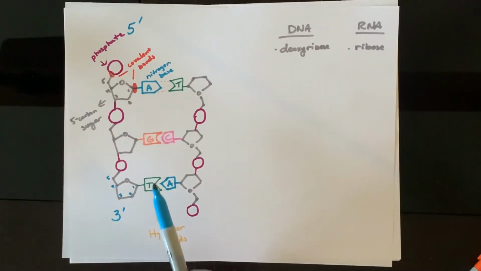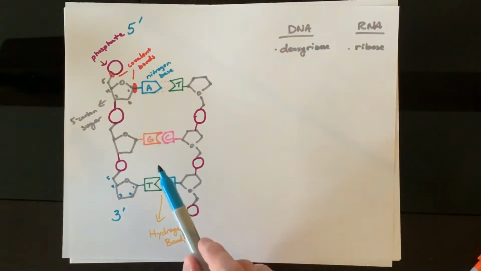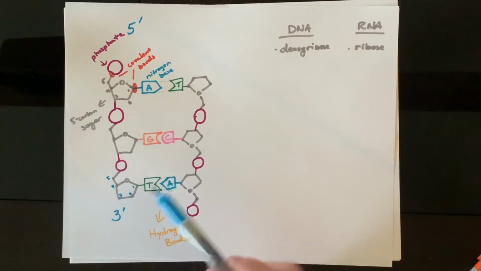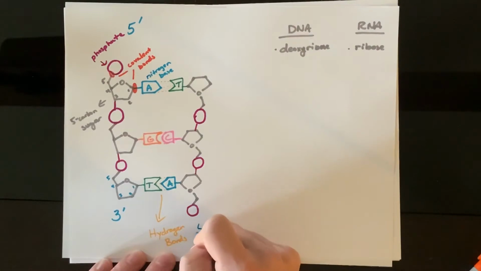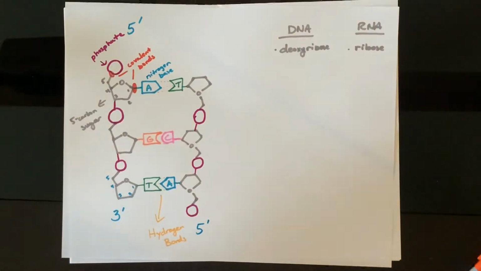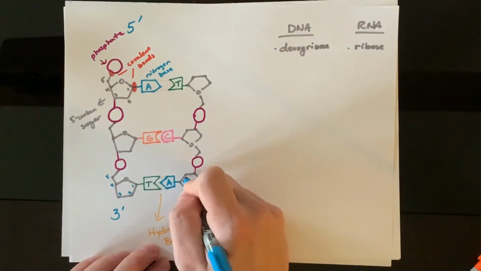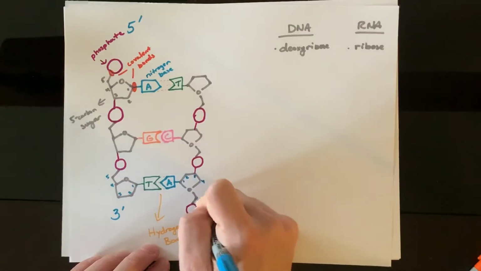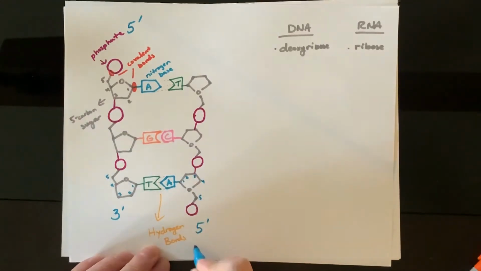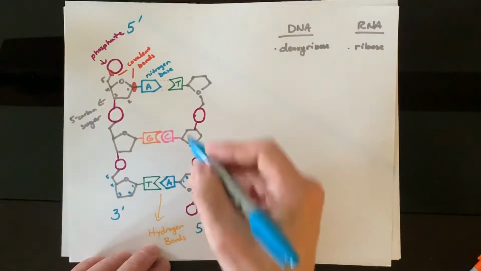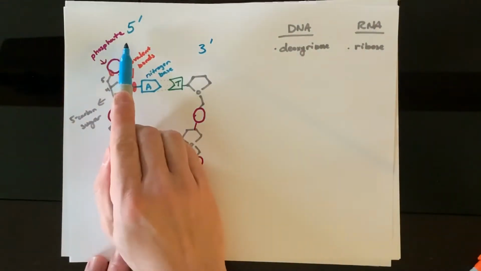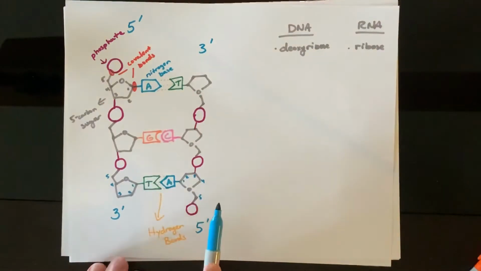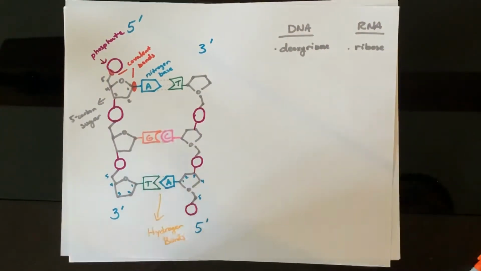The only thing we have left here is on our other strand, do the primes. So if this is 3', this side over here automatically has to be 5'. If you don't remember that, just, carbons 1, 2, 3, 4, and 5. 5 is pointing that way. So that's 5'. That makes this side 3'. You can never have 5' and 5' right next to one another. It's always going to be 5 on one side and 3 on the other, okay?